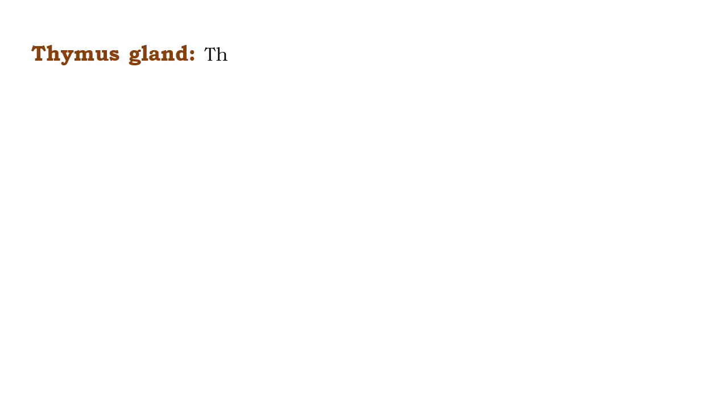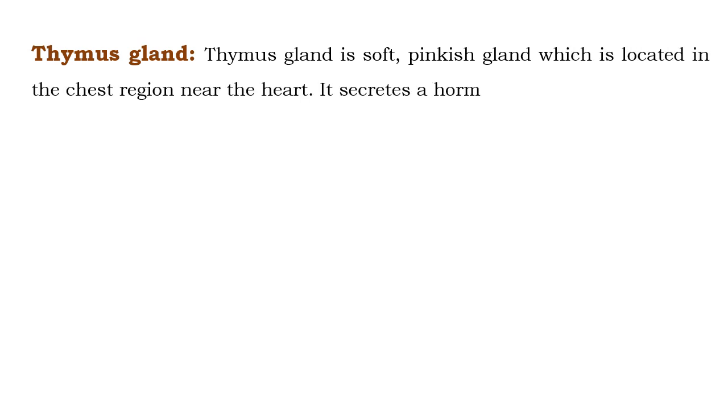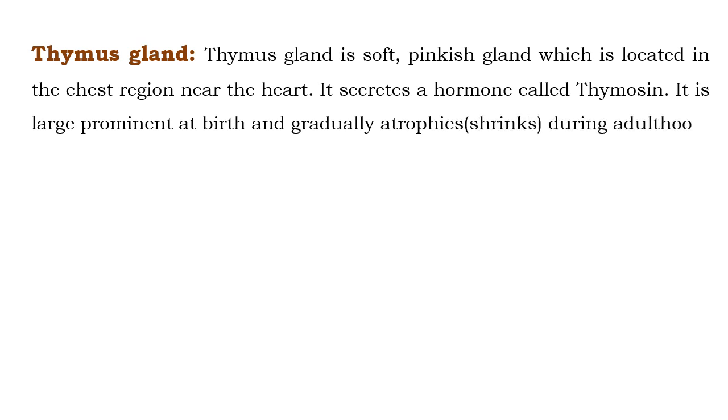Thymus gland. The thymus gland is a soft pinkish gland located in the chest region near the heart. It secretes a hormone called thymosin. It is large and prominent at birth and gradually atrophies, or shrinks, during adulthood.